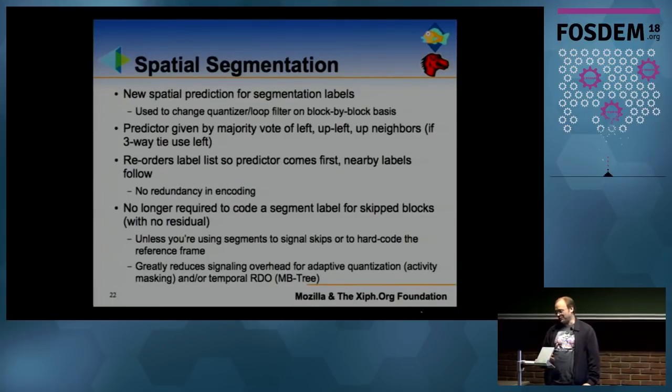Spatial segmentation. So we added a new spatial segmentation mode. It predicts all the segment labels that you have in VP9, but it doesn't do it temporally, it does it spatially. More importantly, it allows you to not code a segment label for blocks that are skipped. And what we use this for is being able to change the quantizer on a block-by-block basis, which is important for things like adaptive quantization, i.e. activity masking, or temporal RDO, i.e. MB-tree. So we can now implement those much more efficiently, which will be important for getting good visual quality when we start tuning for that.